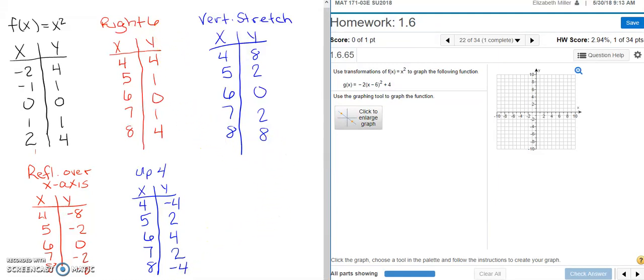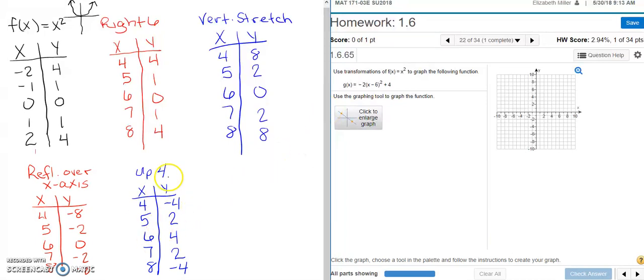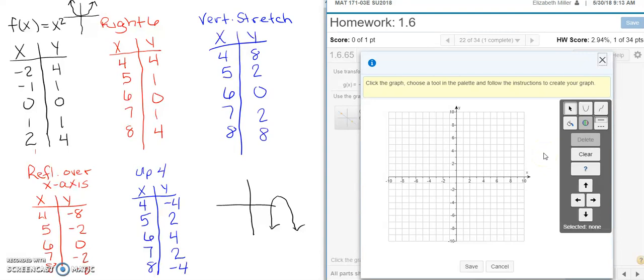All right, so we started with a parabola that was in the center, kind of like this. Now we've got a whole new set of points. It's gone right 6, it's been stretched vertically, it's reflected, and it's gone up 4. So now we're somewhere over here. That's a really bad picture, but we will see it when we do it on here. So we have to do this for real.